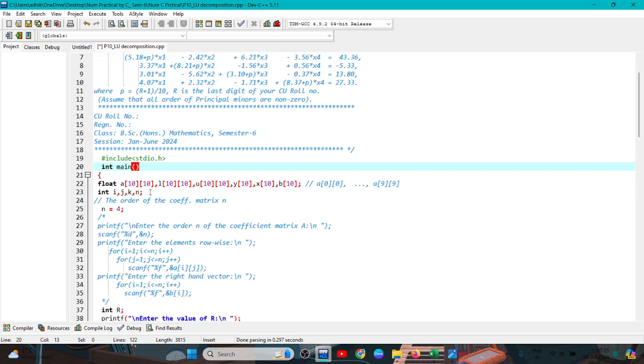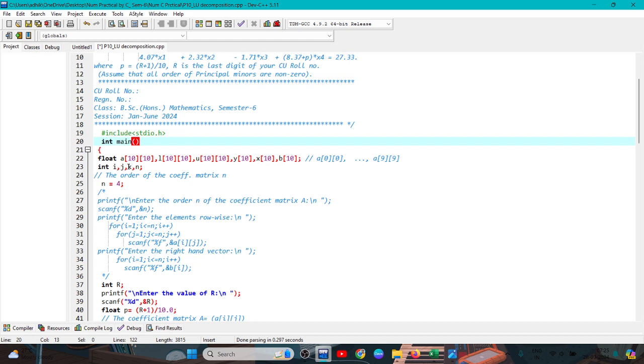First, we use a two-dimensional array here. A, the coefficient matrix, 10 by 10. Actually, this A[10][10] means that A[0][0] is the first element, up to A[9][9]: A[0][0], A[0][1], A[0][2], up to A[0][9], and so on. Then U[10][10]; Y[10] is a one-dimensional array, X[10] a one-dimensional array, and B[10] is also one-dimensional. Only these three, A, L, and U, are two-dimensional arrays. Now the integer variables are i, j, k, n.